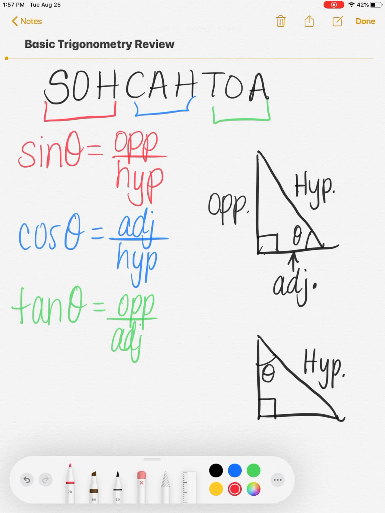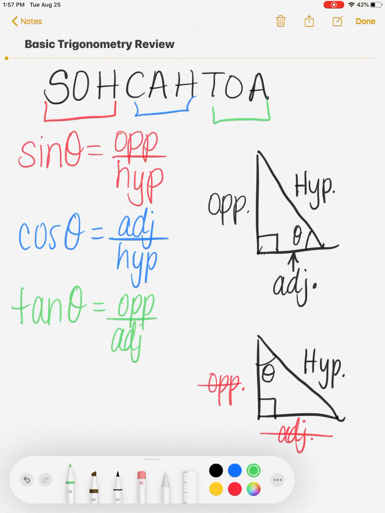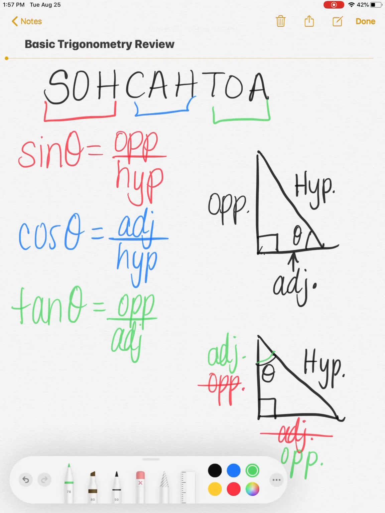I frequently will see students say, okay, well, bottom side is adjacent and the left side is opposite. That is actually completely wrong because opposite and adjacent must be labeled with respect to theta. So since this is theta, this side over here is now the opposite because it's across from theta. This side is now labeled as the adjacent because it's touching.